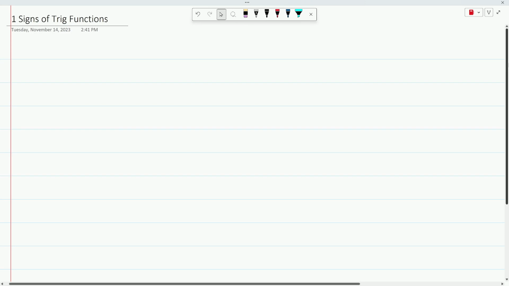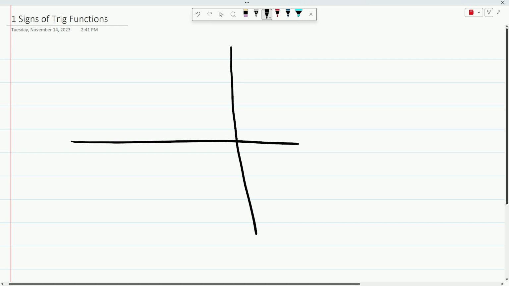So in this video, we're going to talk about the signs of trig functions. And to be honest, it's going to be a very short video, because there is a little acronym that you can remember. So when we look at the rectangular Cartesian grid, what we're really concerned with is what are the signs of the trig functions in each one of these quadrants. So quadrant 1, quadrant 2, quadrant 3, and quadrant 4.